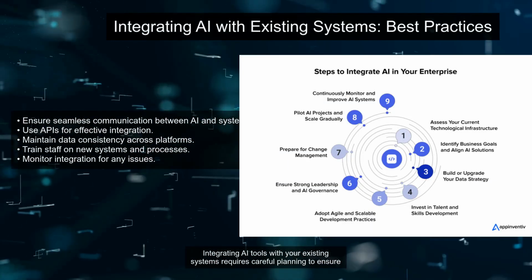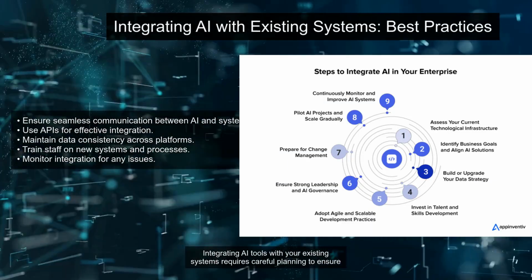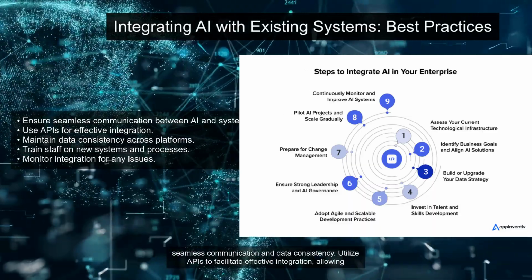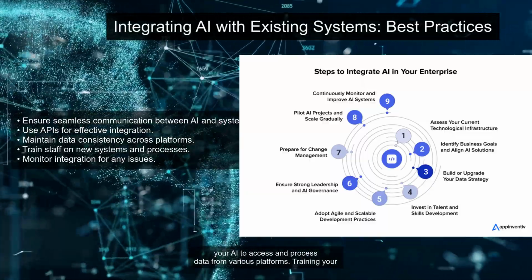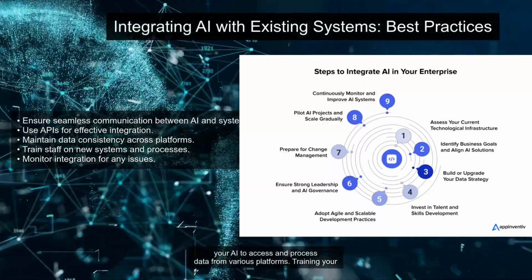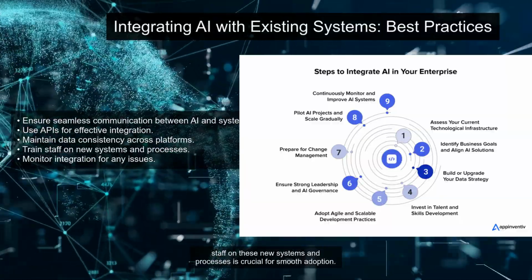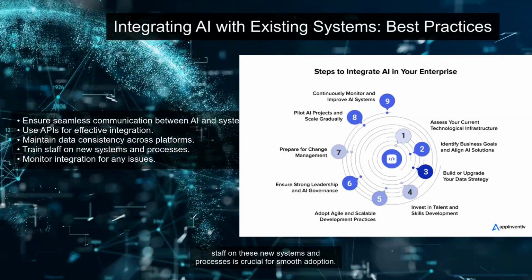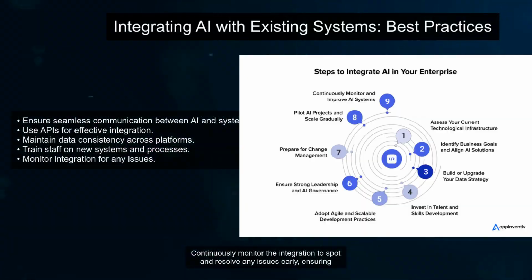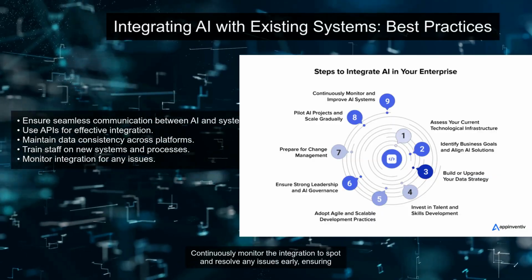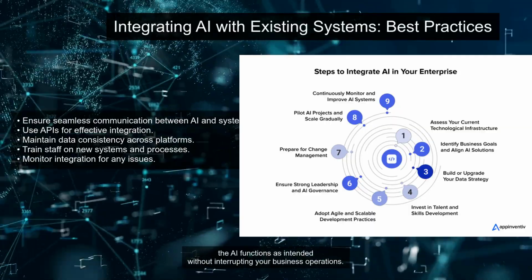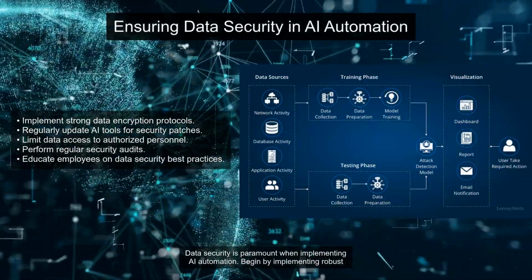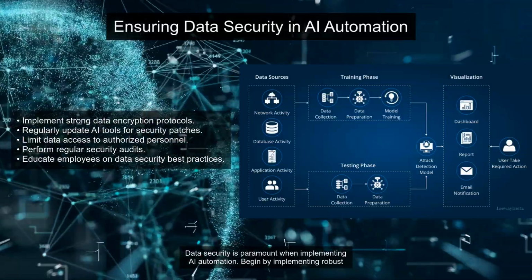Integrating AI tools with your existing systems requires careful planning to ensure seamless communication and data consistency. Utilize APIs to facilitate effective integration, allowing your AI to access and process data from various platforms. Training your staff on these new systems and processes is crucial for smooth adoption. Continuously monitor the integration to spot and resolve any issues early, ensuring the AI functions as intended without interrupting your business operations.